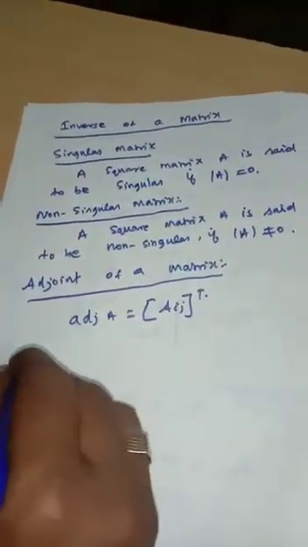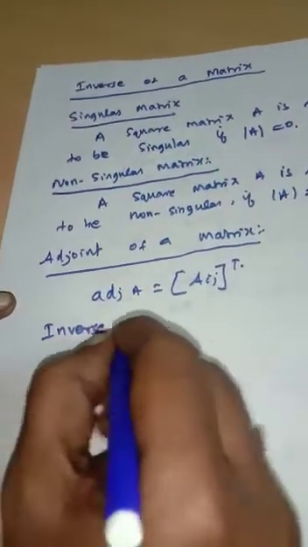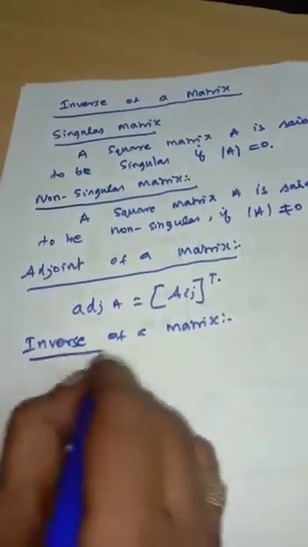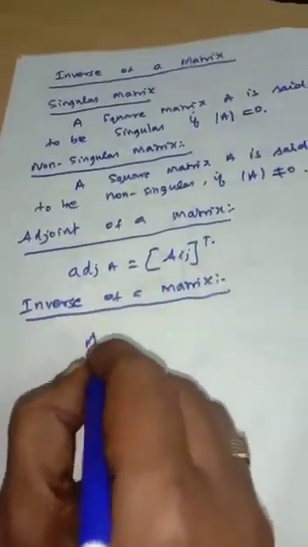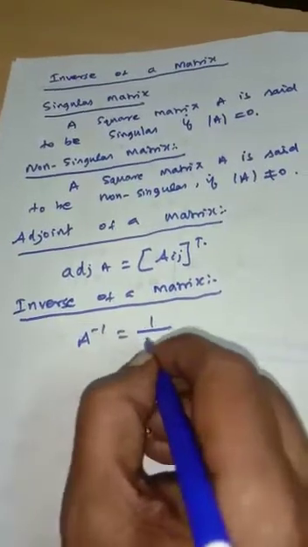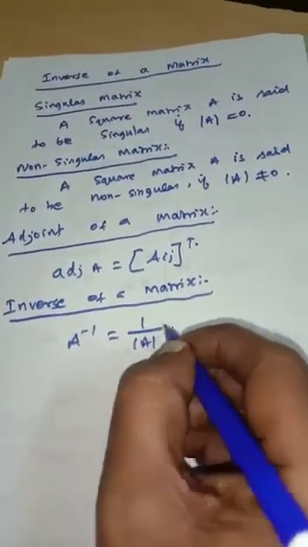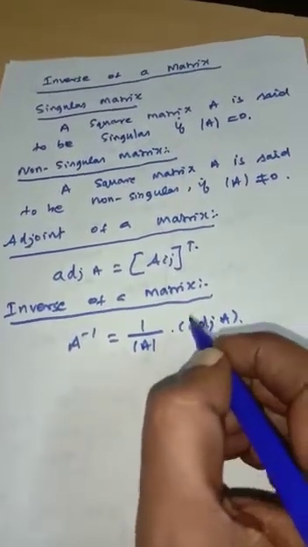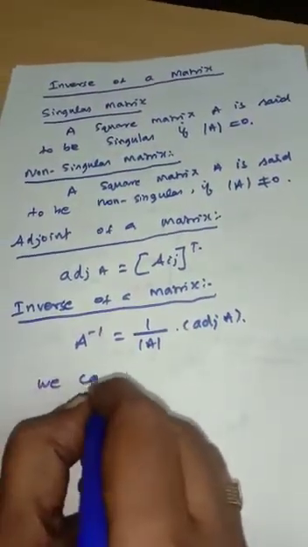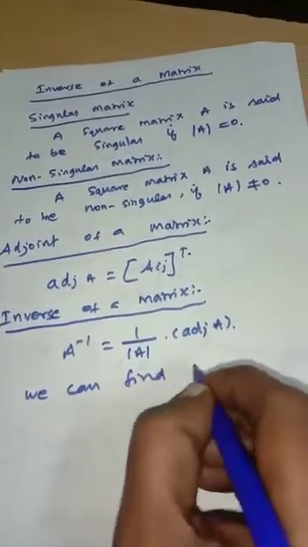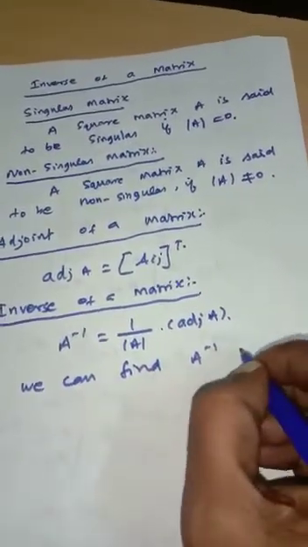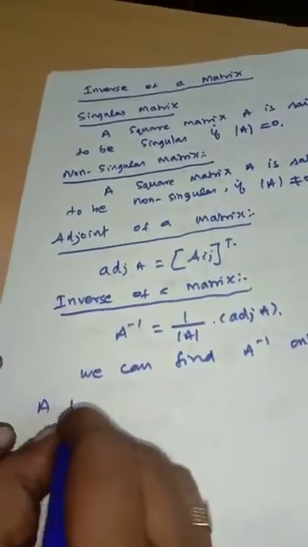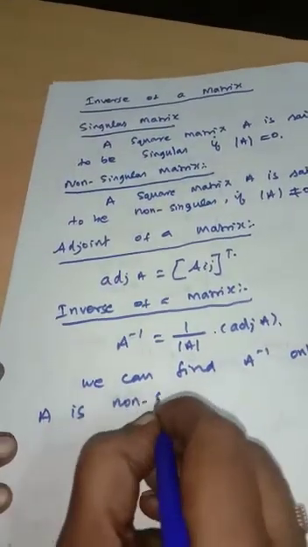Inverse of a matrix. The formula is A inverse is equal to 1 by determinant A into adj A. We can find A inverse only if A is non-singular.